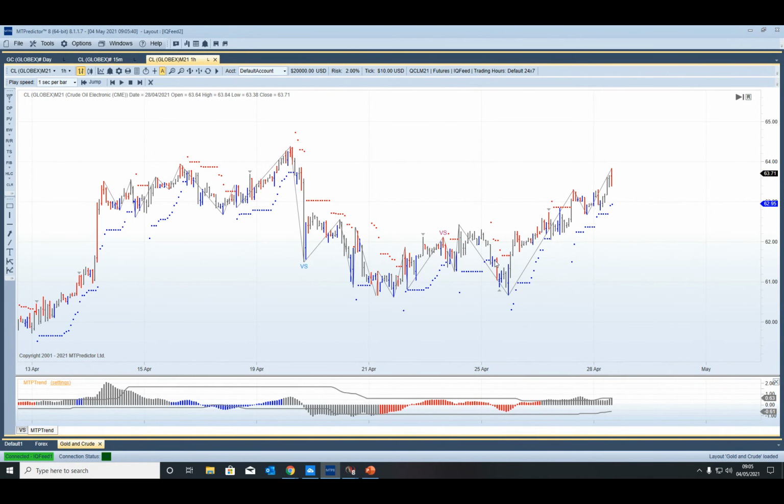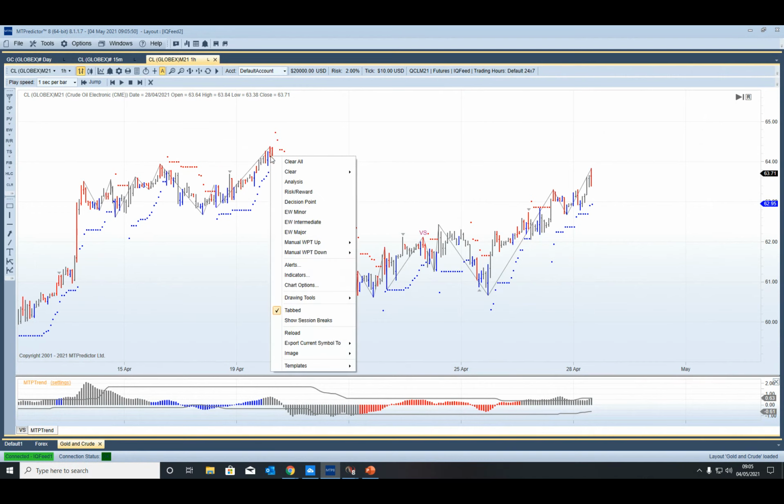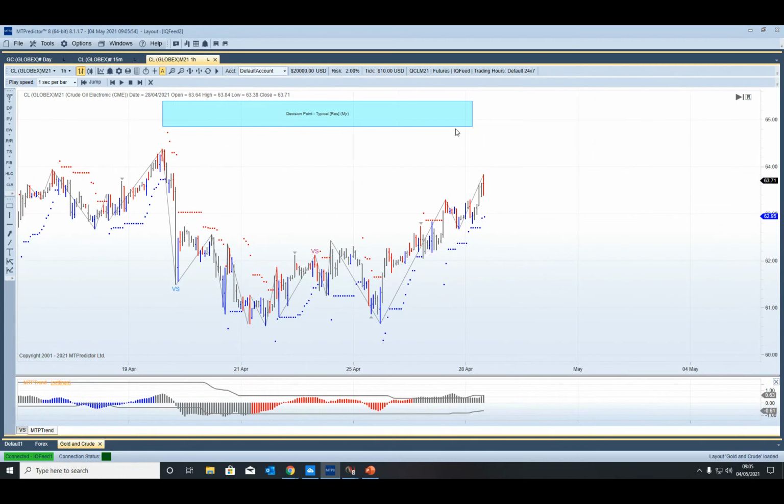So here you can see that fairly obviously the last major swing pivot high is back here, isn't it? Can you see that? There's a pretty major swing pivot high. So we right mouse click here, we do decision point. That gives you an area of potential resistance as the market's going up. But the important thing is, can you see how this is on the chart in advance?